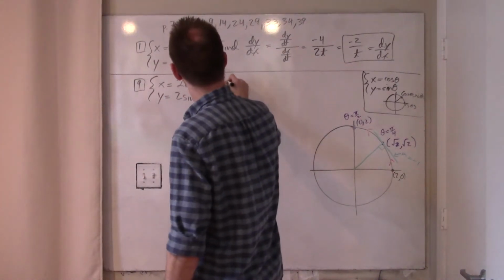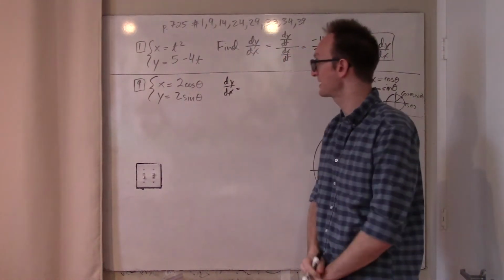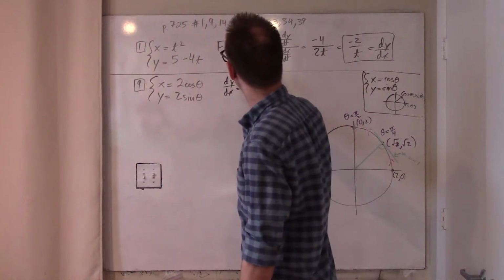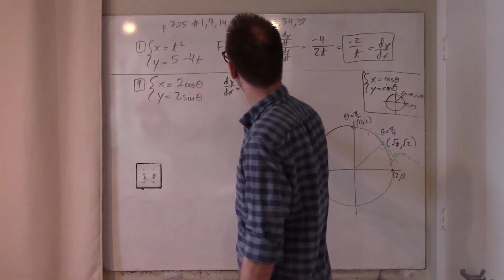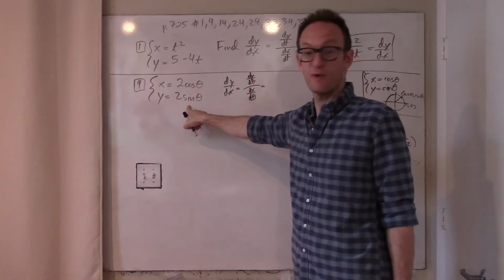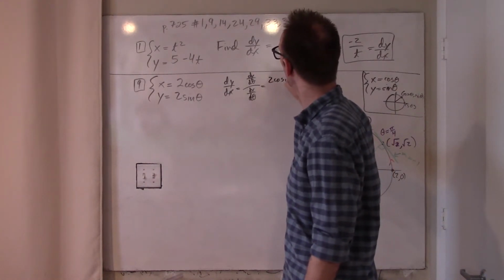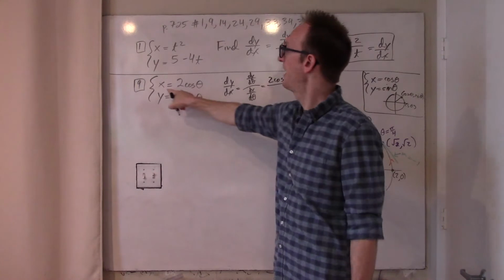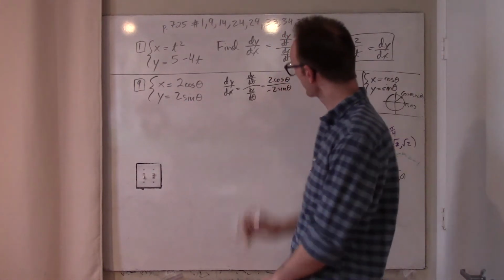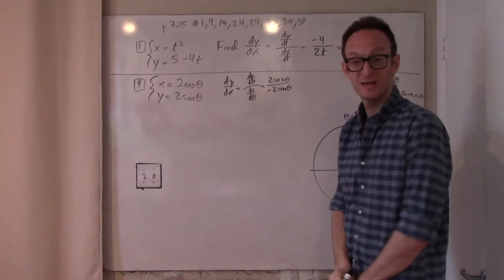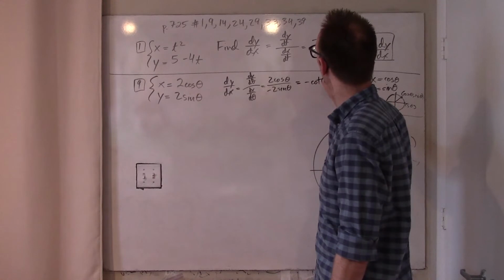Let's calculate, in general, the slope of the tangent line to this curve, dy/dx. Well, again, it's going to be dy/dθ over dx/dθ. And what is the derivative of y with respect to theta? The derivative of 2 sine theta is 2 cosine theta, and the derivative of x with respect to theta is negative 2 sine theta. Anyway, the 2's cancel, and we just get this formula, negative cotangent theta.